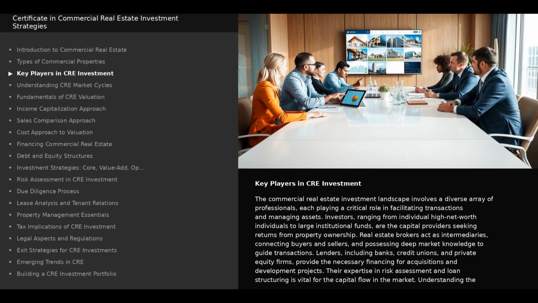Real estate brokers act as intermediaries, connecting buyers and sellers and possessing deep market knowledge to guide transactions. Lenders, including banks, credit unions, and private equity firms, provide the necessary financing for acquisitions and development projects. Their expertise in risk assessment and loan structuring is vital for the capital flow in the market. Understanding the roles and motivations of these key players is essential for successful navigation of the CRE market.